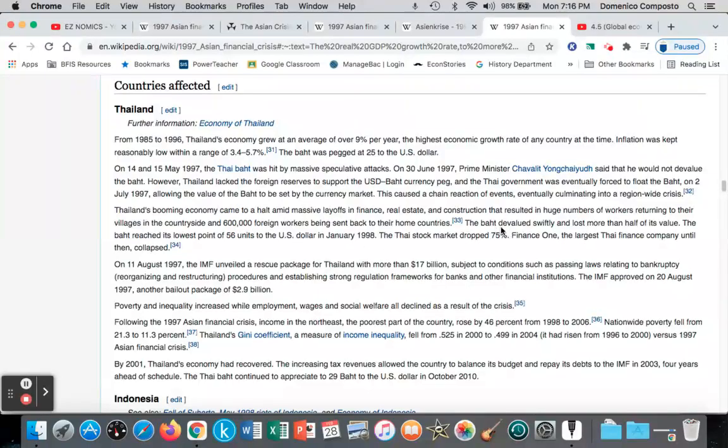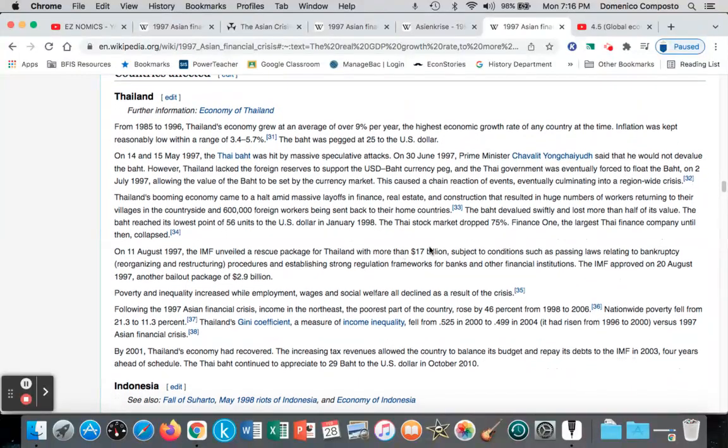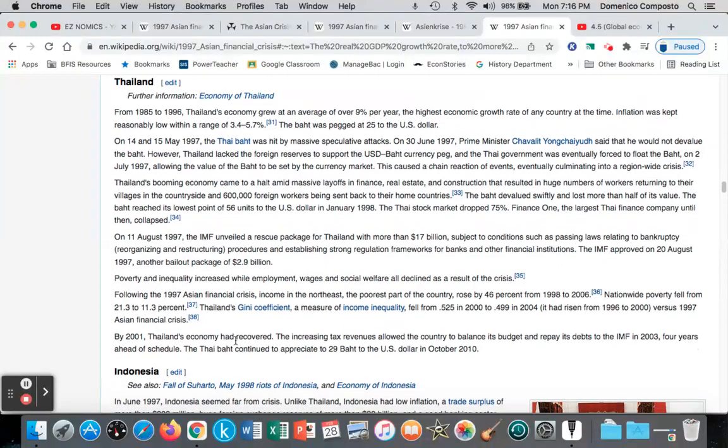Here it highlights that the baht's devaluation, it lost more than half of its value. Some firms going into bankruptcy. And so on. But towards the end, it highlights that through that depreciation, Thailand's economy was able to recover. And we're going to look at why. And so over time, the Thai baht has been appreciating to the US dollar up until 2010. So that's what we're going to take a look at.